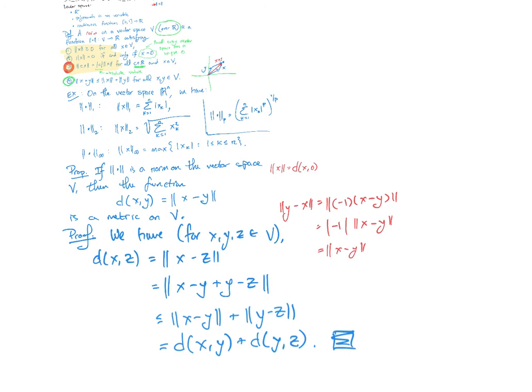There you go. So that gives us the triangle inequality for this metric. And we'd already checked the other properties. Any questions there?